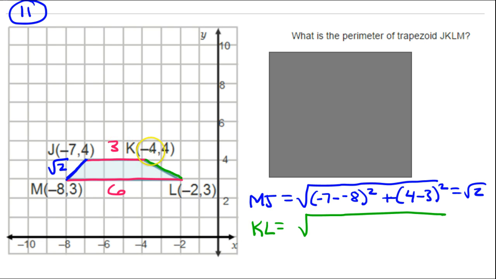Okay, and again, I'm doing x minus x squared and y minus y squared. And again, the order doesn't really matter for this type of problem. So I'm going to do -4 minus -2. Minus -2. Make sure you get both of those in there. Minus negative. Okay, and now I'm going to have 4 minus 3. That sounds familiar.